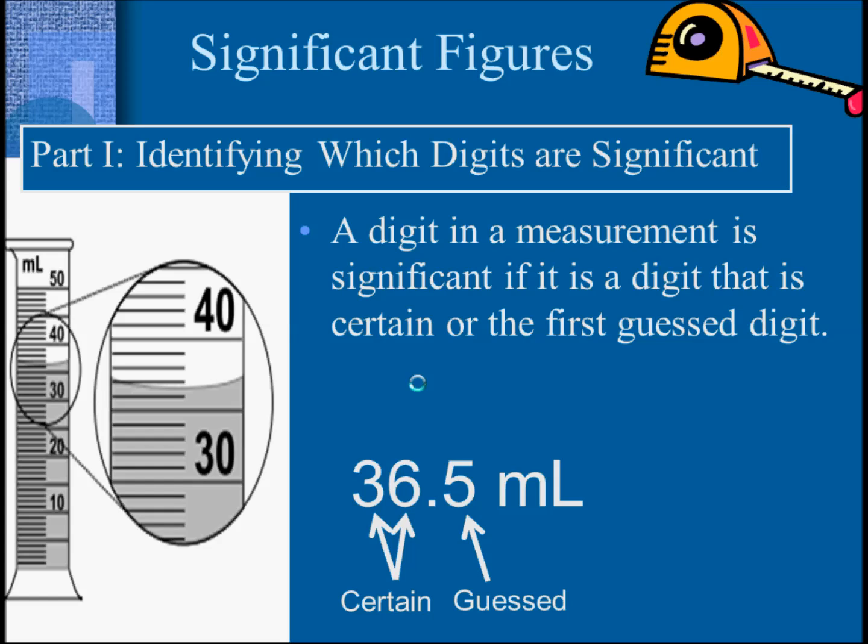Now that last digit is a guessed digit, but it is still considered a significant digit because it's not just a wild guess. I can see that it's pretty much halfway in between, so I know that last digit is maybe 0.5, maybe it's 0.4, maybe it's 0.6. So it's not just a meaningless number that I guessed and threw there. It is a significant digit because I'm either sure of it or I have a pretty good idea of what it is. So in this case, this measurement has 3 significant digits in it, or in other words, it has 3 sig figs.